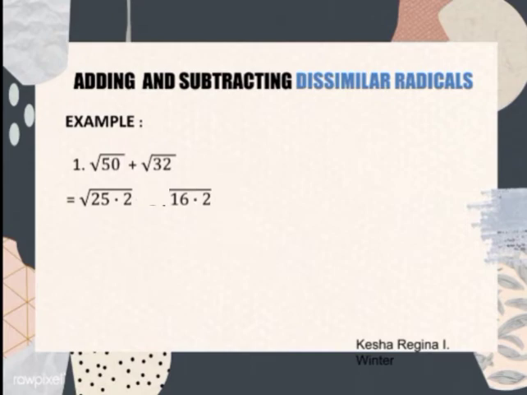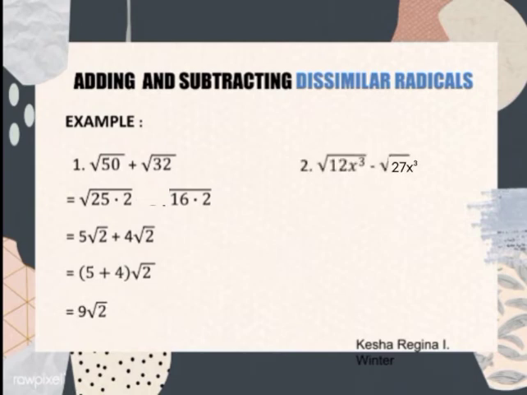Next, simplify. Square root of 25 is 5. Square root of 2 will be left inside because it is not a perfect square. Square root of 16 is 4. Square root of 2 will be left. It is now similar. Now combine 5 plus 4 times square root of 2. Simplify. Final answer, 9 square root of 2.